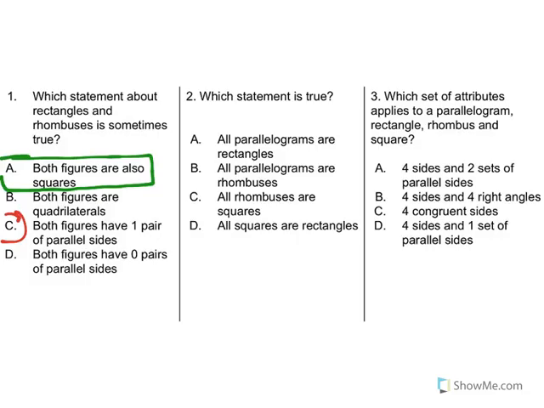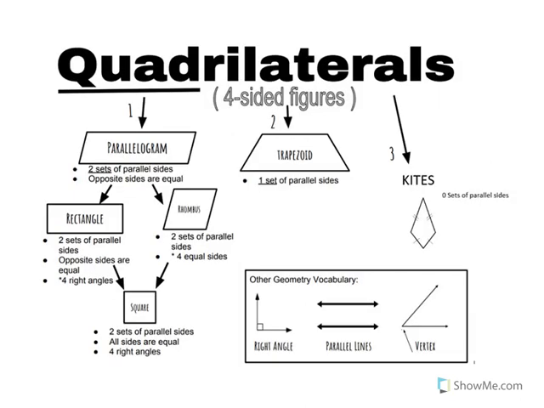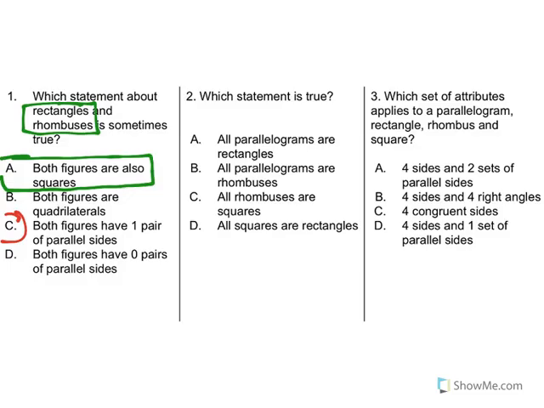Here we go. Number one, a lot of us said C, that both figures have one pair of parallel sides. We're talking about rectangles and rhombuses. C is incorrect because rectangles and rhombuses are parallelograms, meaning they have two sets of parallel sides. Now, the correct answer was A, that both figures are squares. Remember, we're trying to find an answer that is sometimes true.